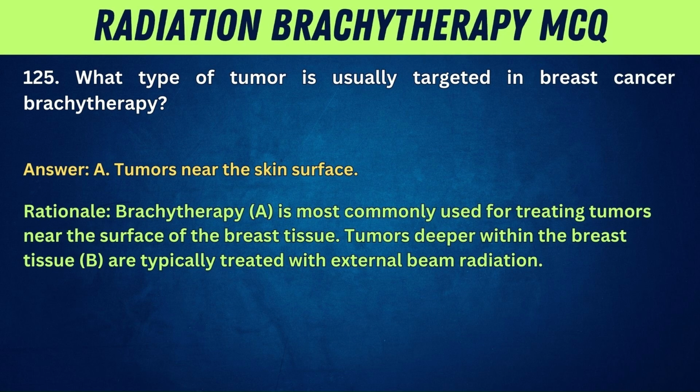Answer: A. Tumors near the skin surface. Rationale: Brachytherapy, A, is most commonly used for treating tumors near the surface of the breast tissue. Tumors deeper within the breast tissue, B, are typically treated with external beam radiation.